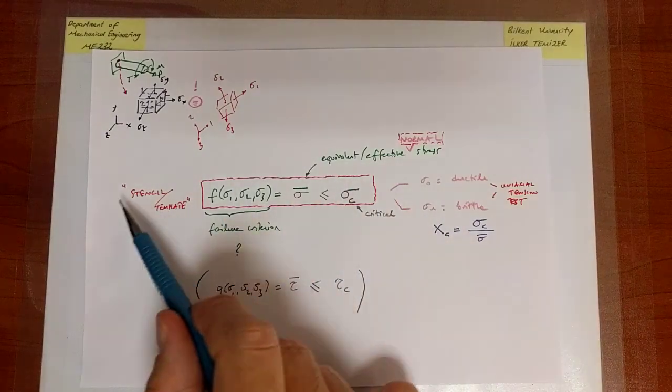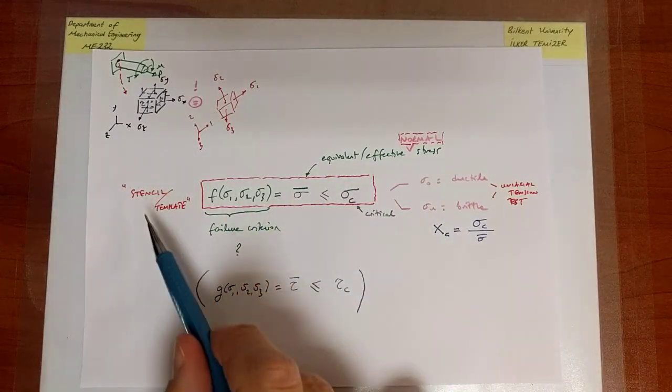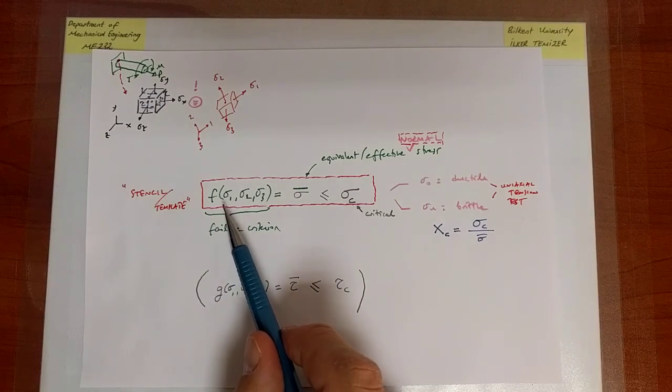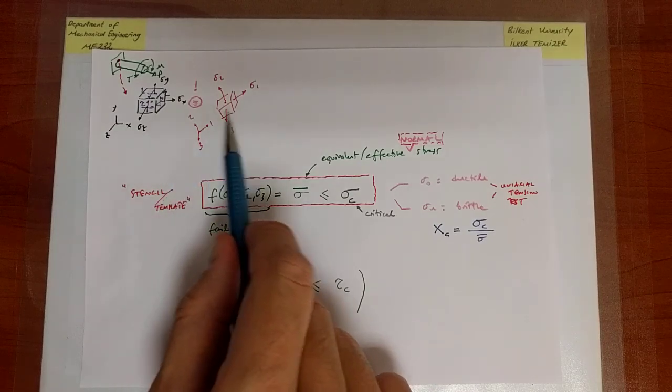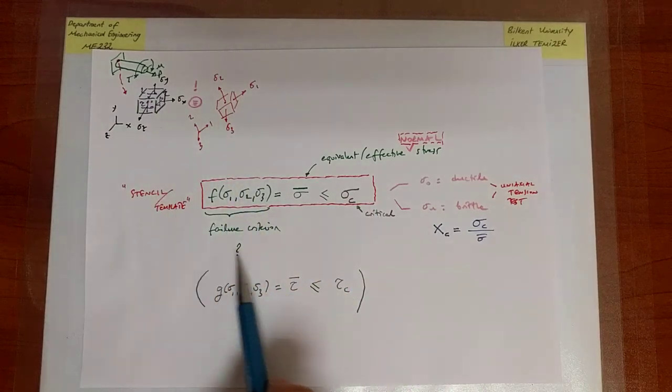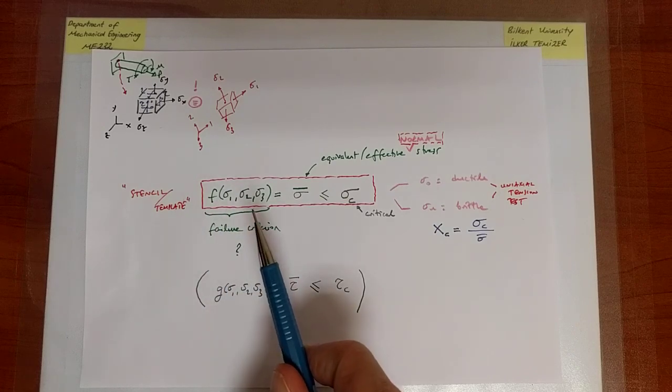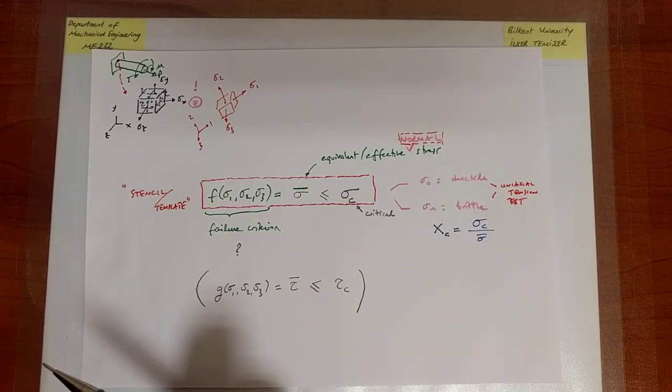And what we are formulating here is a stencil, a template, a way to think about failure that does not take that into account. So what does that tell me about the type of material that I am trying to formulate? What does that tell me about the material behavior? So take a second to think about that.